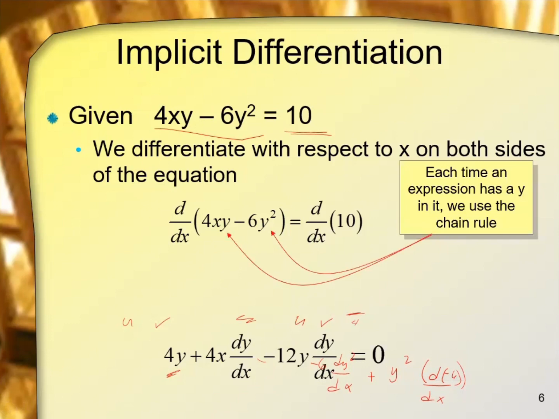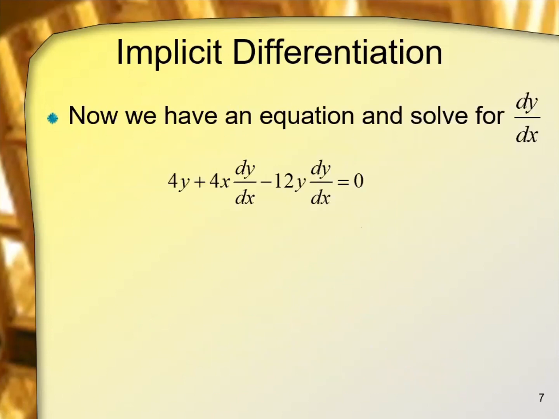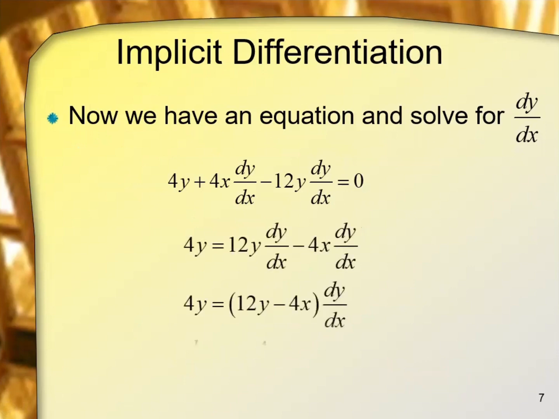Each time an expression has a y in it, we can use the chain rule. So now we have the equation. Find dy dx. So 4y plus 4x times dy dx minus 12y times dy dx equals 0. So you are going to solve for dy dx. Transpose this term. So 4y equals 12y dy dx minus 4x dy dx.